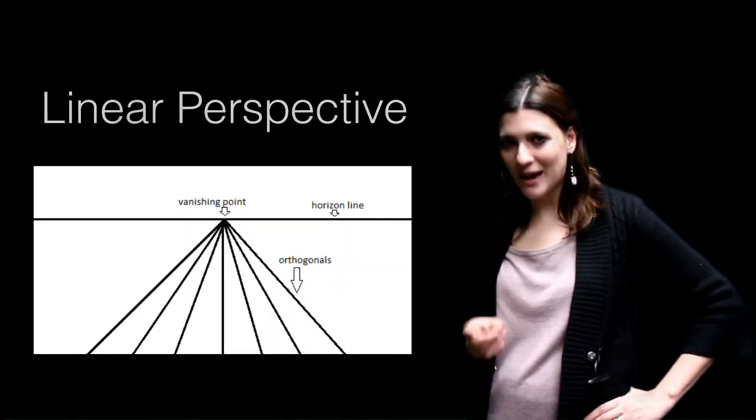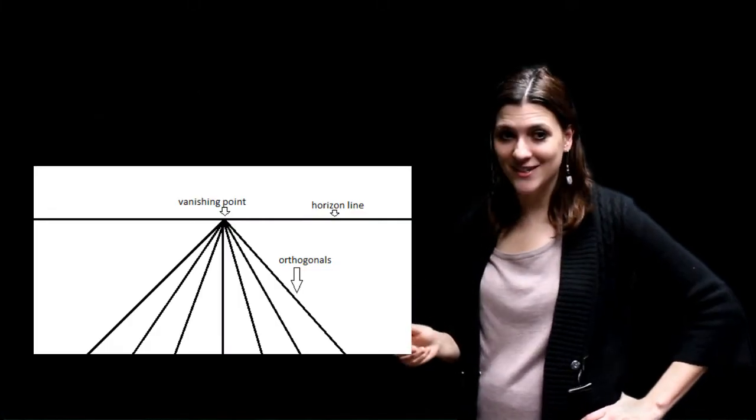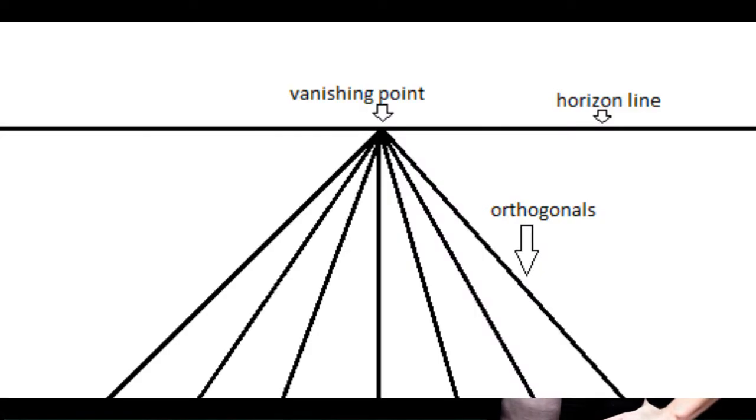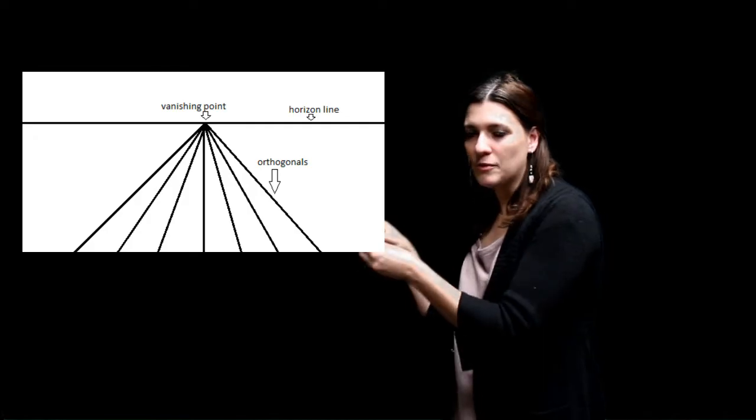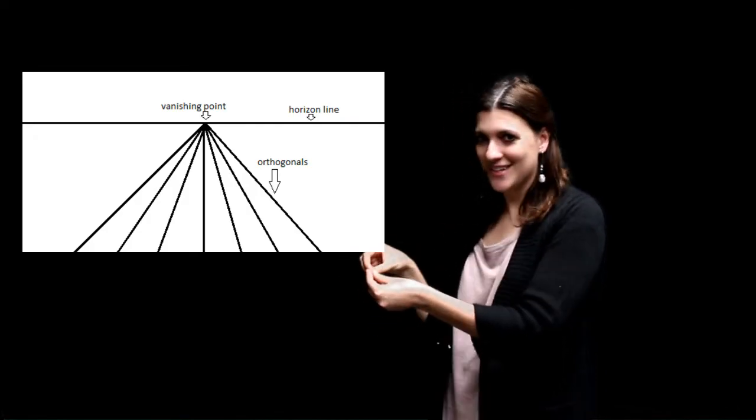Now, one can create the illusion of depth by using the rules of linear perspective, which was an exciting discovery back in the Renaissance. With linear perspective, artists could make things appear to recede in the distance by making parallel lines converge all at a single point in the horizon. It's often called the vanishing point.